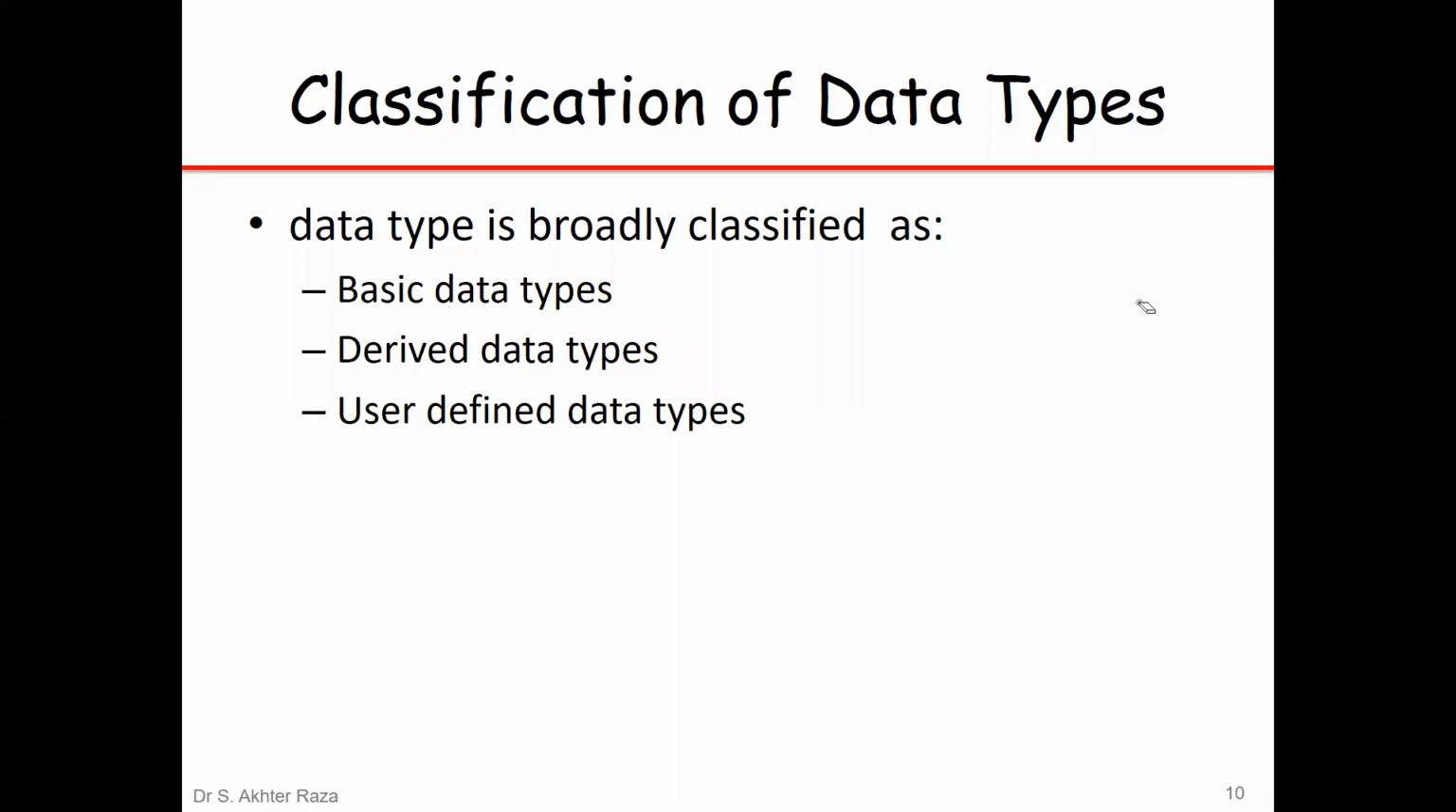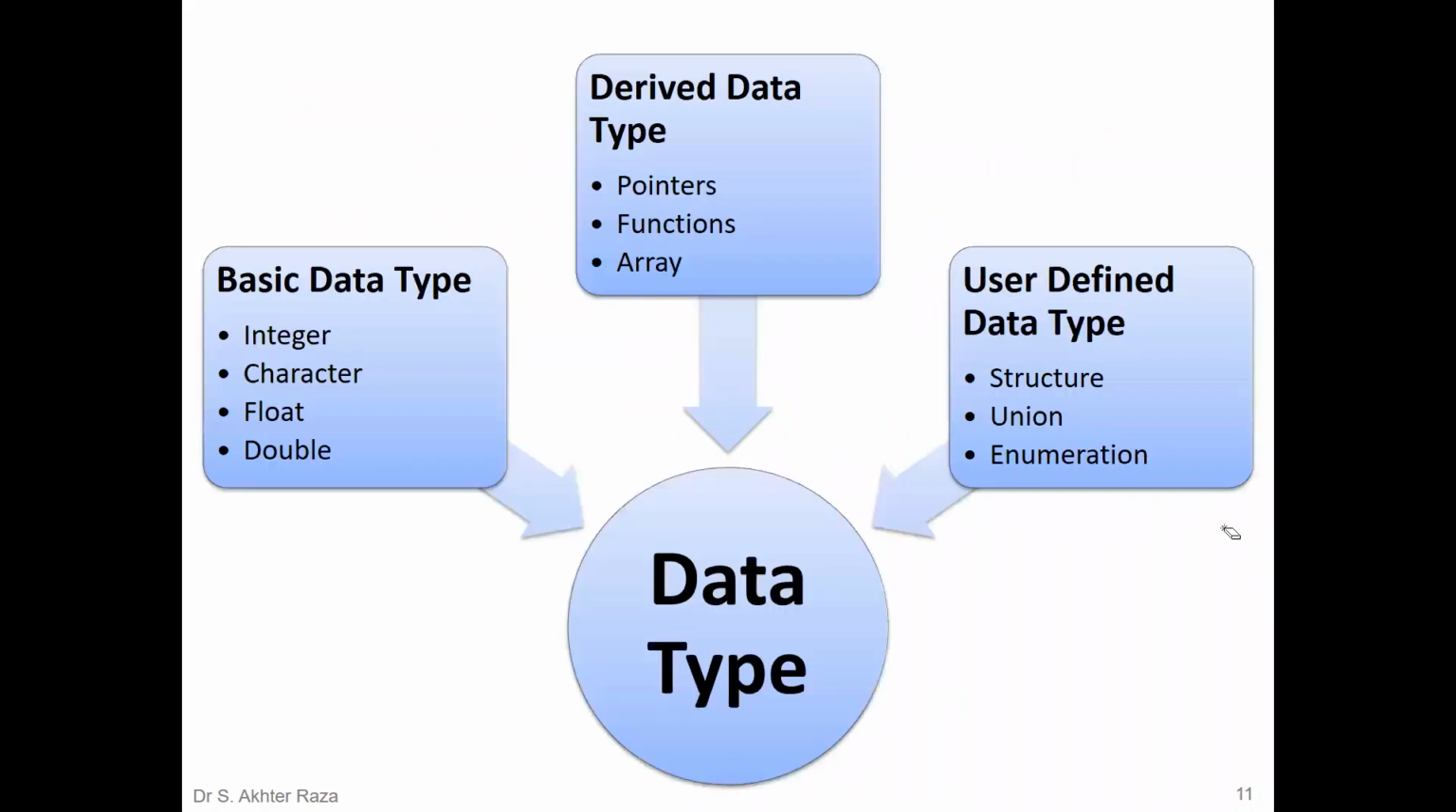In this lecture, we are going to discuss the data types in a programming language. There are three broad categories of data types: basic data types, derived data types, and user-defined data types. Basic data types are those by which we can create simple variables. So we will define these data types in detail.